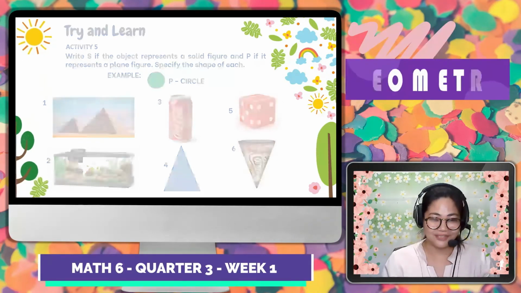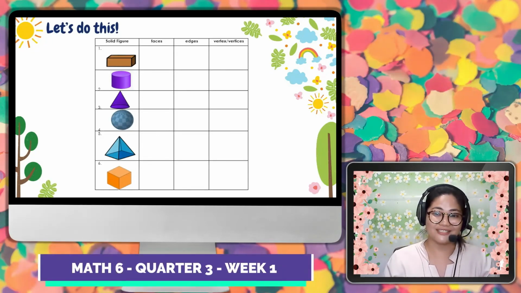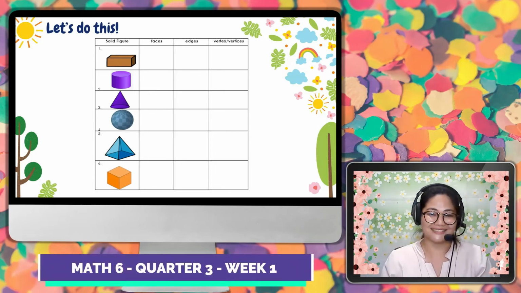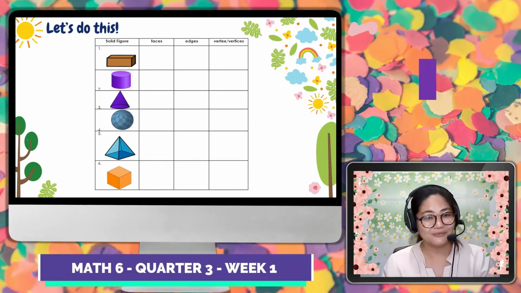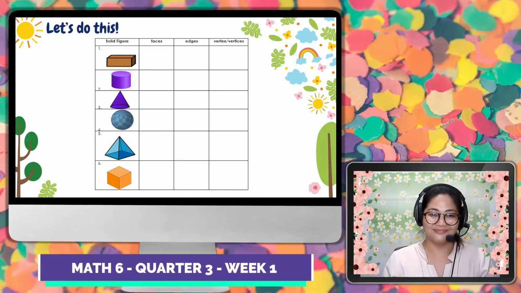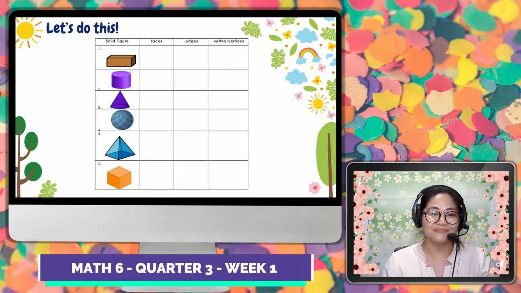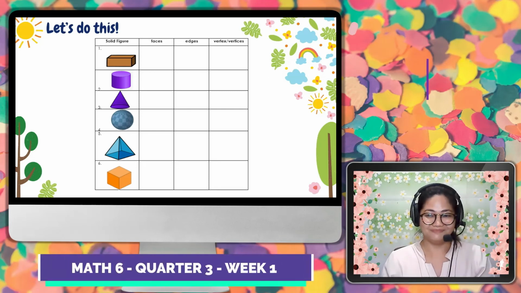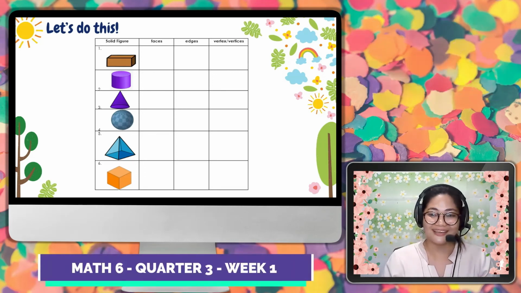For the last activity, you are going to count how many faces, how many edges, how many vertices the following figure has. For number 1, rectangular prism. Number 2, cylinder. Number 3, cone. Number 4, sphere. Number 5, square pyramid. And number 6, cube. Again, you can pause the video if you need more time to answer your learning activity sheets.